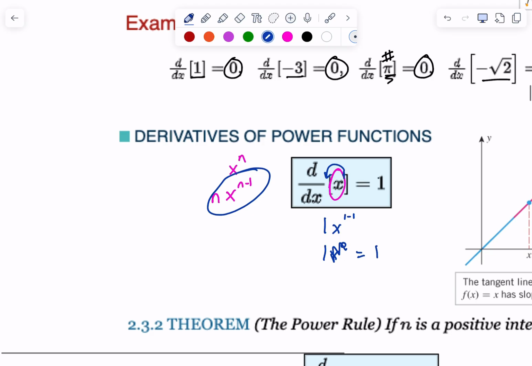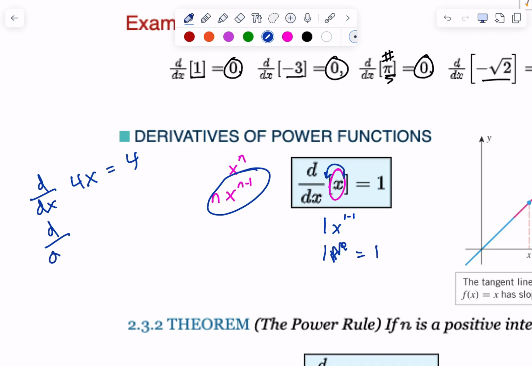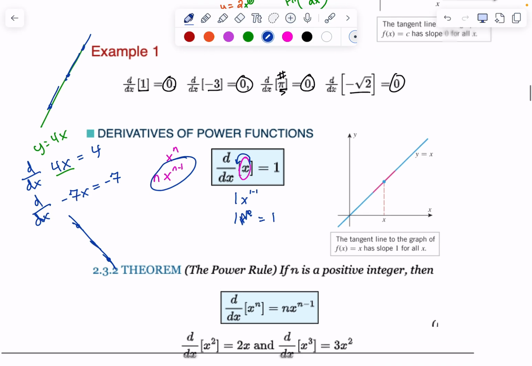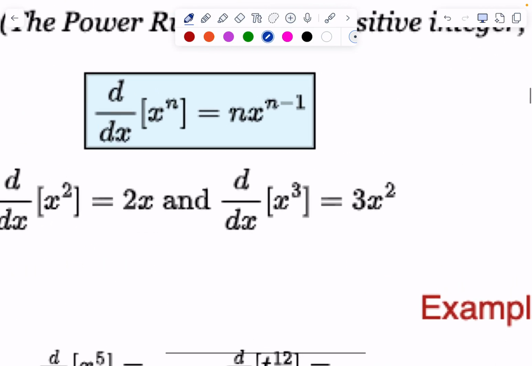What is the derivative of 4x? 4. What's d dx of negative 7x? Negative 7. Okay, Jacob just said it makes sense. Like if I graph y equals 4x, that's a linear function that has a slope of 4 all the way through, right? Negative 7x is a line that has a slope of negative 7 all the way through, right? That makes sense. If I pick a point on that line, it's going to be that, right? Got it?